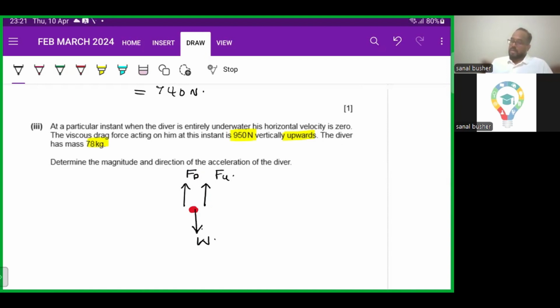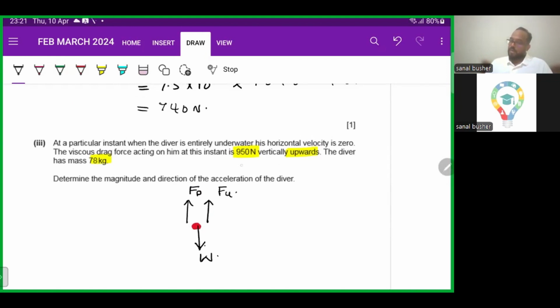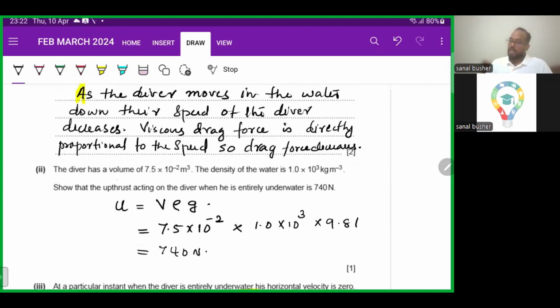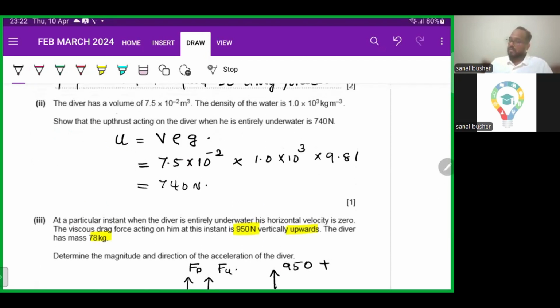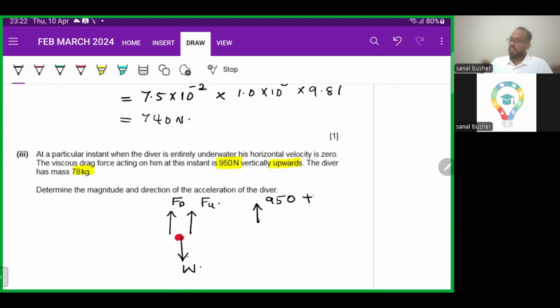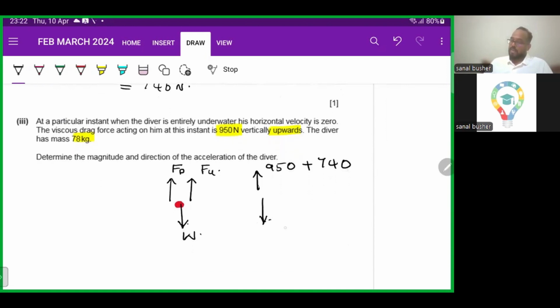Now, you can see that these values are given in the question. The upthrust value we have calculated is 740, and the drag force is there. The meaning is the upward force is 950 plus 740. Downward force is the weight, which is the mass 78 multiplied by 9.81, right? So there is a resultant force. One is acting in the upward direction, one in the downward direction. Definitely an unbalanced force is there.